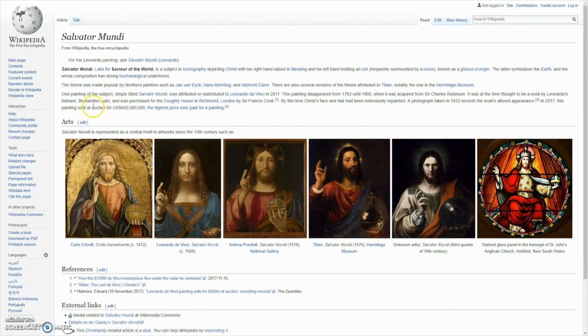One painting of the subject, here, simply titled Salvator Mundi, was attributed or reattributed to Leonardo da Vinci in 2011. In 2017, this painting sold at auction for $450,300,000, the highest price ever paid for a painting.